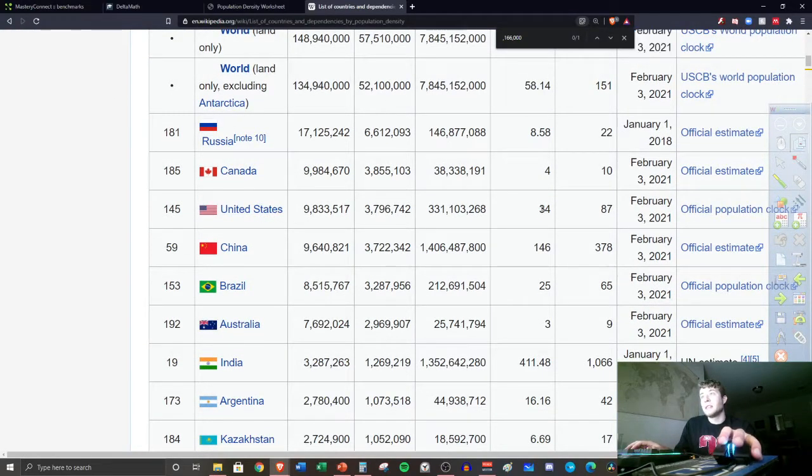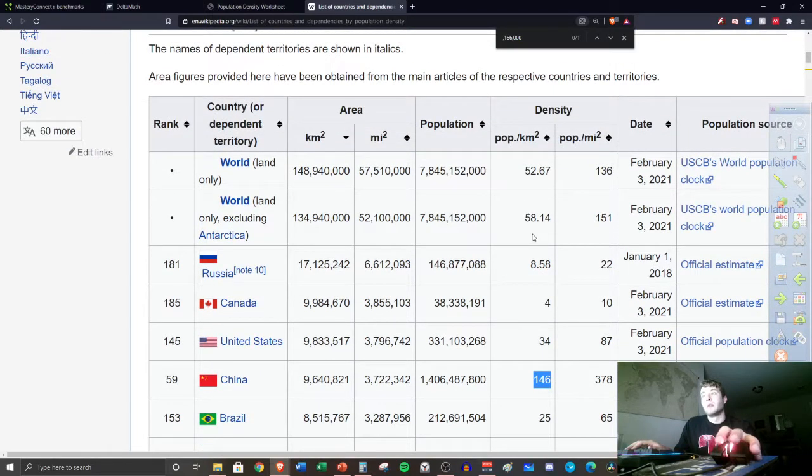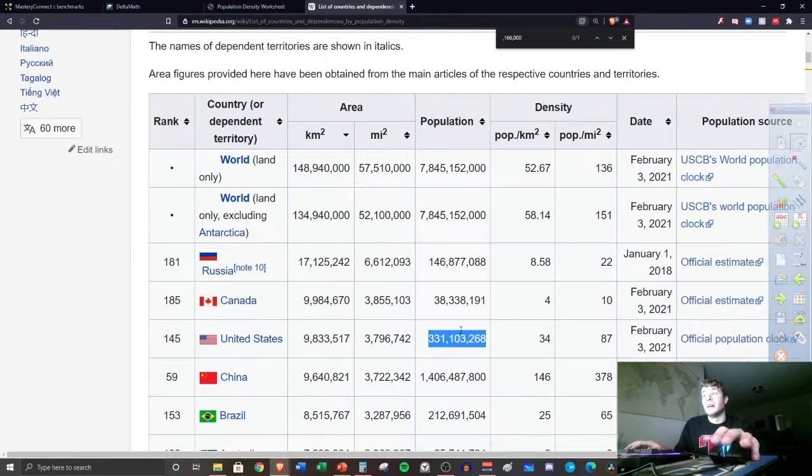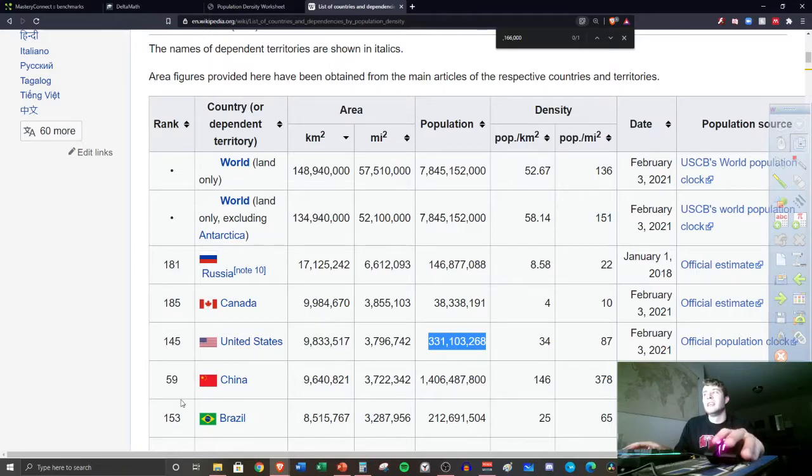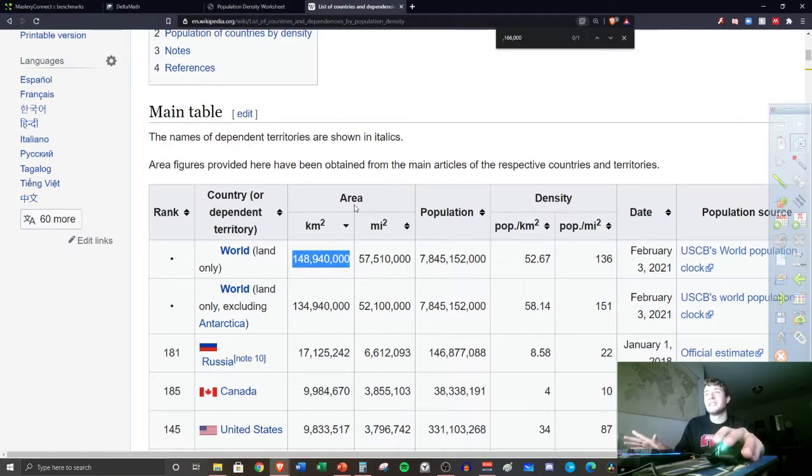But we can see the US is 34, so it's not super populated dense here. Same thing with Canada, very low density with Canada. Here's China's, which we know China has a humongous population. They have 1.4 billion in there compared to America's 331 million. So it's pretty interesting to look at this and think about the different densities and the different in the country, and then you can compare it to the world, right? It shows the world's total area, which is pretty cool. So this is a pretty interesting topic, even though it's very simple.